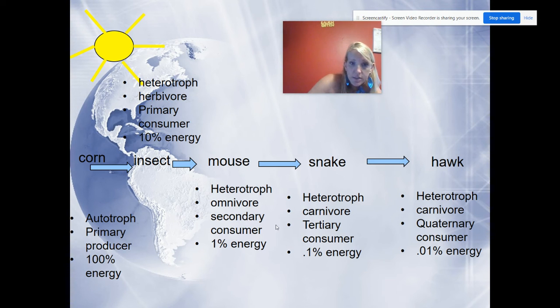It is a secondary consumer. So this one's primary, this one's secondary, right? And it lost energy as heat, so it's only 1%. Notice 100% here, 10% here, 1% here. I'm just taking a 0 away. Get it? Taking 10% away.